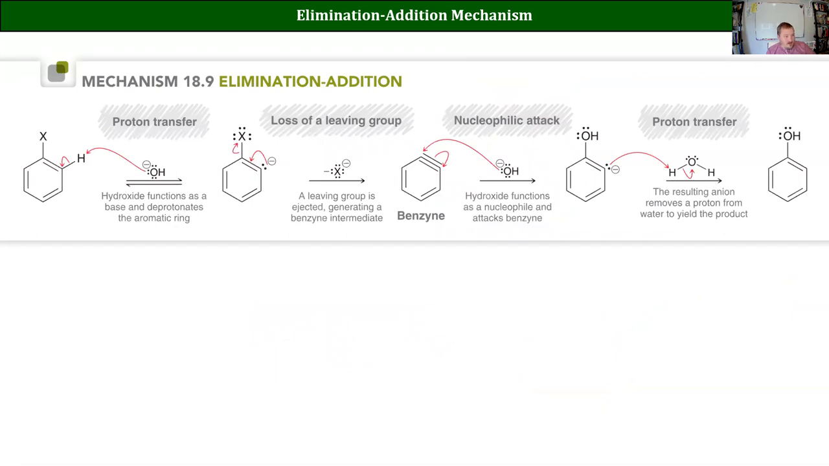And the mechanism is kind of exactly what it sounds like: elimination addition. You wind up going through an elimination reaction where your leaving group leaves and you make a triple bond. And usually, the elimination means you have something being pulled off from both sides of where your new pi bond is forming, right? So you need a strong base that can pull a hydrogen off, and that gives you an extra pair of electrons, and then that allows your halide to leave, and you make a new pi bond. You make that benzyne intermediate.